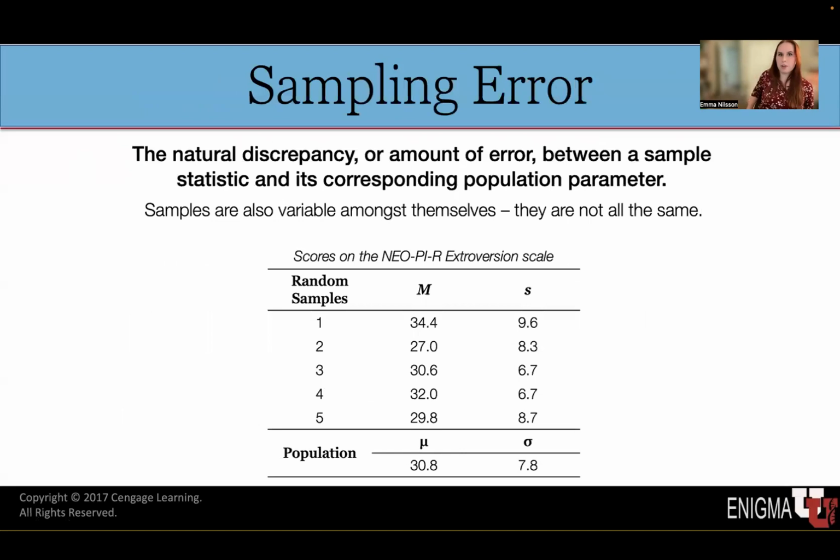This is just another example of sampling error, or how all samples are variable. These random samples are all coming from the same population, the population that has a mean of 30.8 and a standard deviation of 7.8. The samples are not just different from the population, but the statistics are actually variable among themselves as well. You can see that the sample means are all different, none of them the same as the population mean. Same thing for the sample standard deviations, all different from each other and different from the population standard deviation, even though all of these random samples came from the same population.